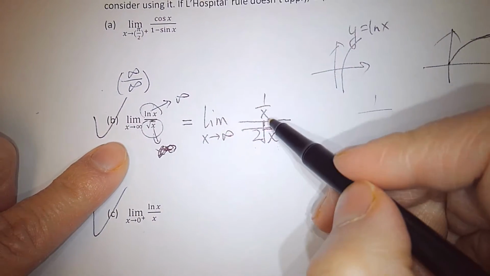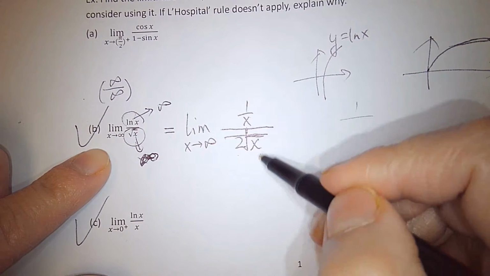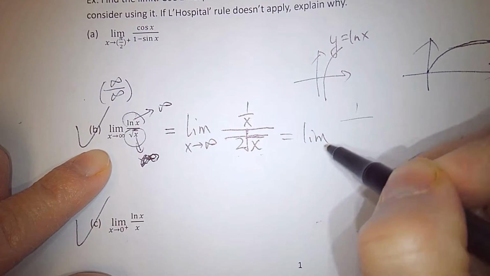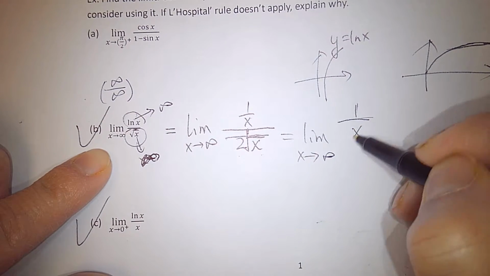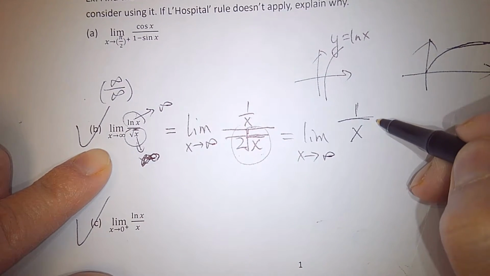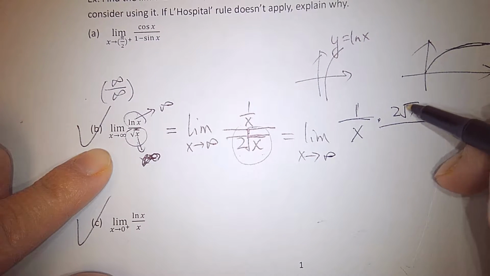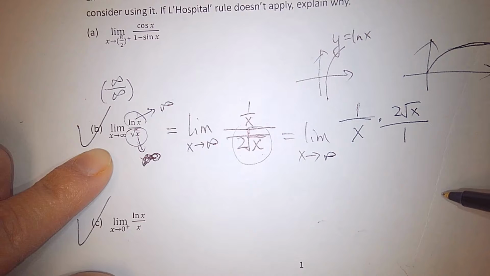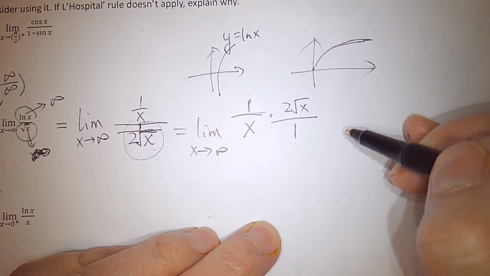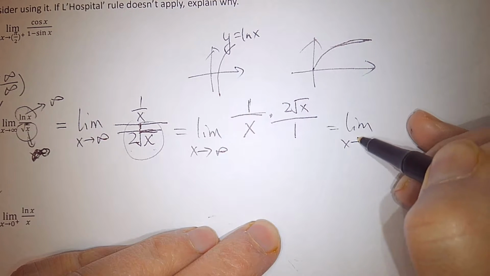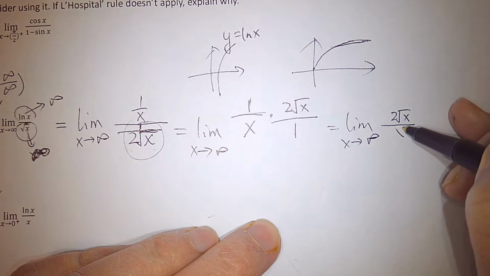So now we have this. This still looks complicated. Can we simplify it? Let's simplify it. Limit as x goes to infinity of 1 over x divided by 1 over 2 square root of x is equivalent to multiplying by 2 times square root of x over 1. So we can rewrite this as 2 times square root of x divided by x.